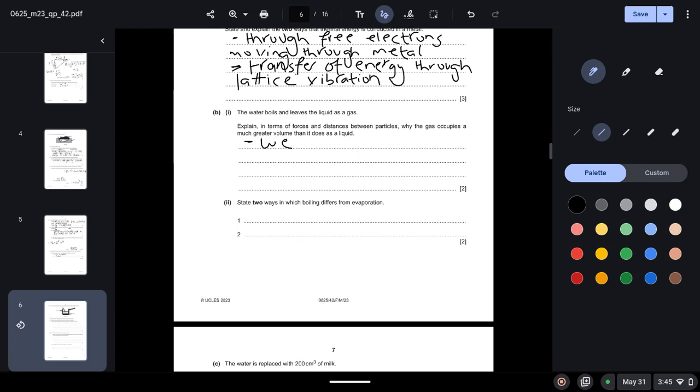So weak intermolecular forces. And another reason is because the particles in gas are much further apart than in liquids. So gas particles are further apart.